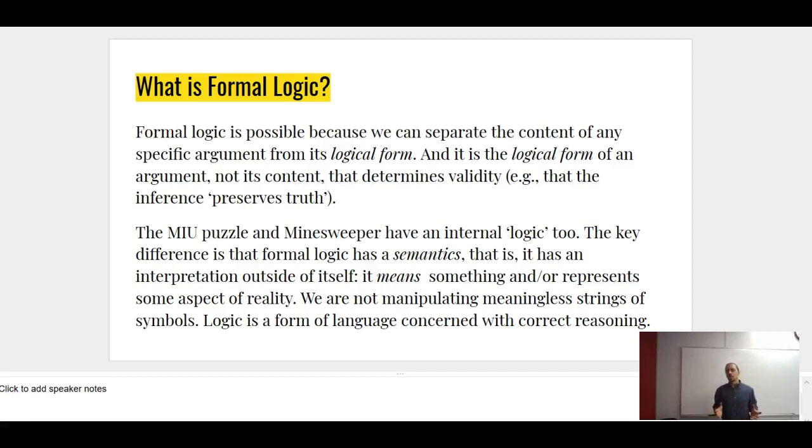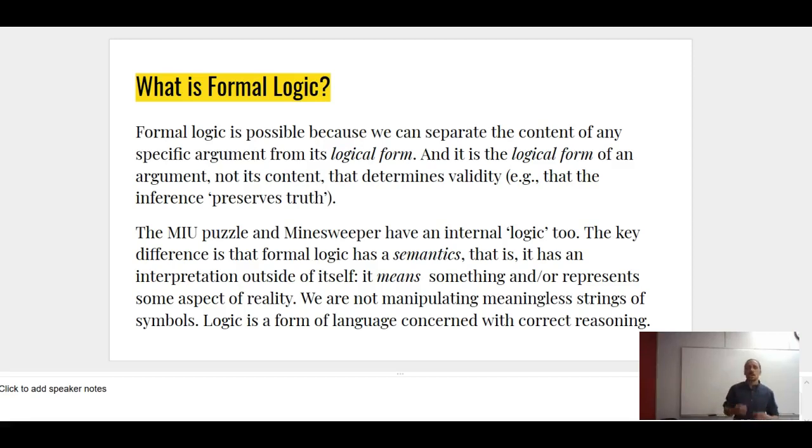And these things have a kind of an internal logic to them too, right? There are rules, and I can make inferences on the basis of these rules, and if I do that right, I'll get deductively certain results. But the key difference here is that our formal logic is not just going to have a set of rules. It's also going to have meaning. It's not just a syntax. It's not just symbols arranged according to rules. It's also going to have a semantics, an interpretation outside of the system itself.